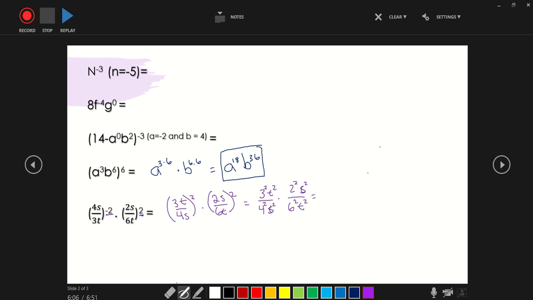So we need to solve that out again. So this becomes 9t squared over 16s squared. Let me fix that. Times 4s squared over 36t squared. So now I'm going to rewrite this down here because I'm going to show you two different ways to solve it.